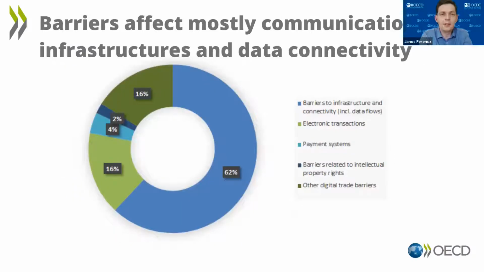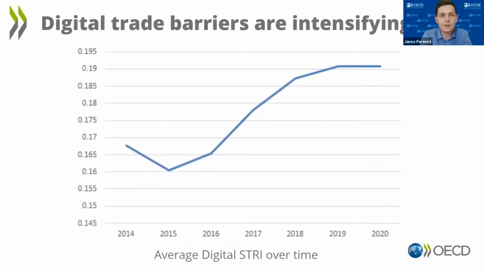If you zoom in a little bit, then it becomes clear that the most important barriers still remain with regard to infrastructures and data connectivity. So this is something that transcends across all the different countries. And the third message is about the evolution over time. The digital STRI is available all the way back to 2014.